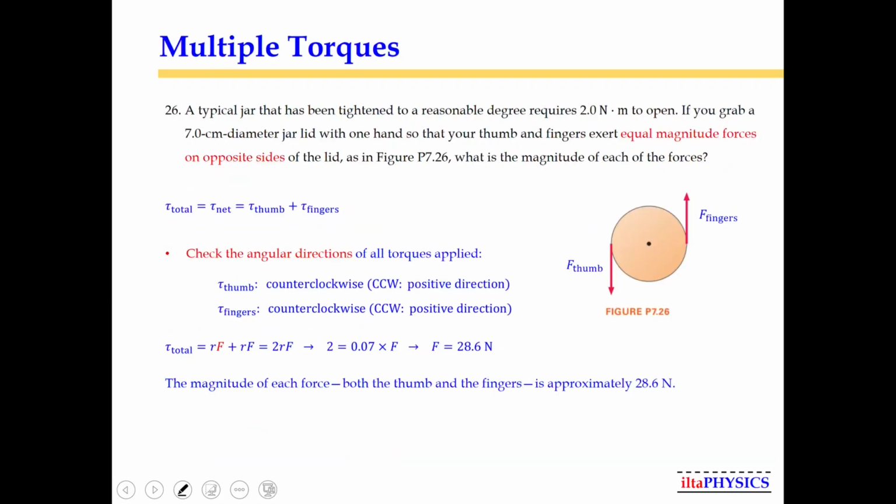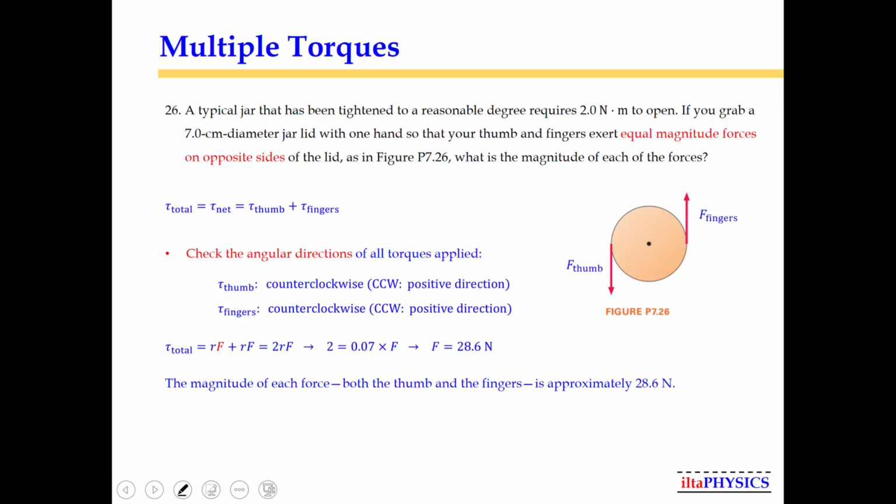Here is another type of torque problem. This one asks us to calculate the net torque when two or more forces act on a rotating object simultaneously. Situations involving multiple forces are given in various ways, either directly or indirectly, depending on the problem.